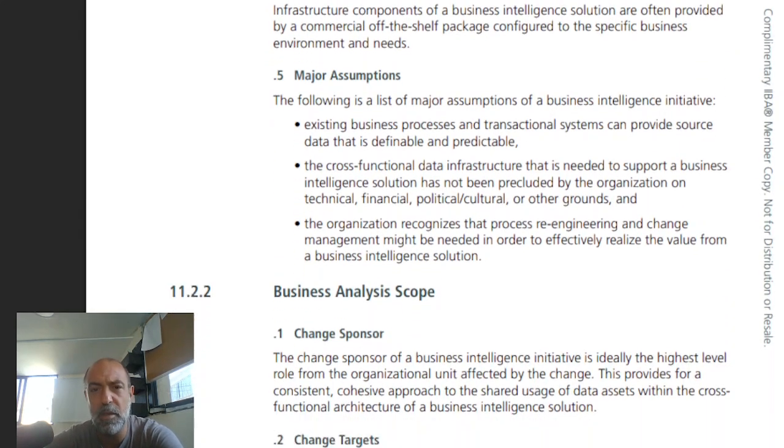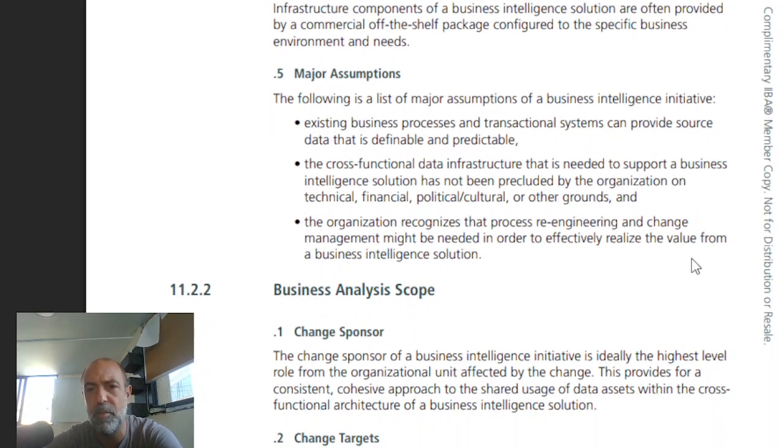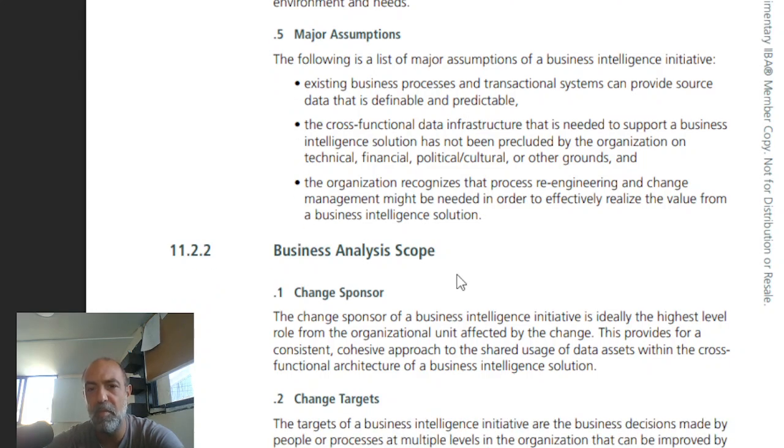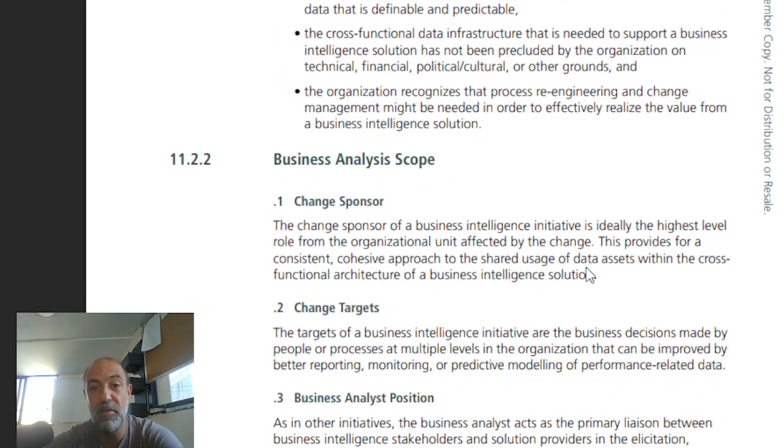Major assumptions: the following is a list of major assumptions of a business intelligence initiative. Existing business processes, exactly the business intelligence initiative, the knowledge book, right? Transactional systems can provide source data that is definable and predictable. The cross-functional data infrastructure needed to support a business intelligence solution has not been precluded by the organization, or by technical, financial, political, or cultural factors on the ground. And the organization recognizes that process reengineering and change management might be needed in order to effectively realize the value from the business, right?